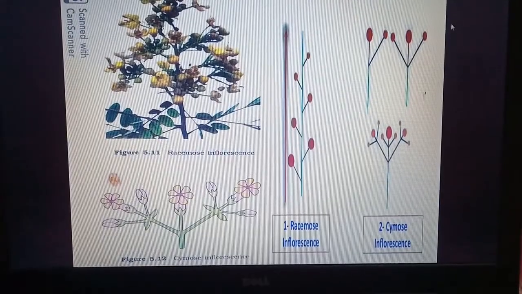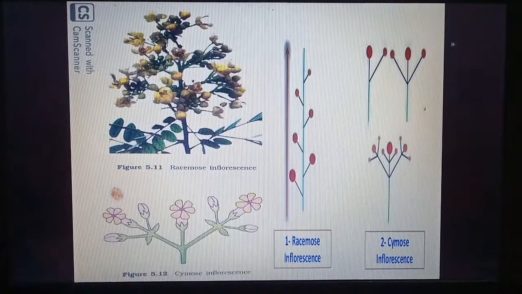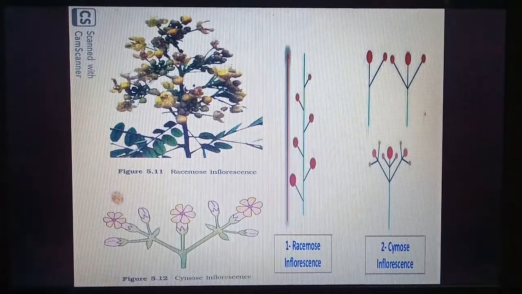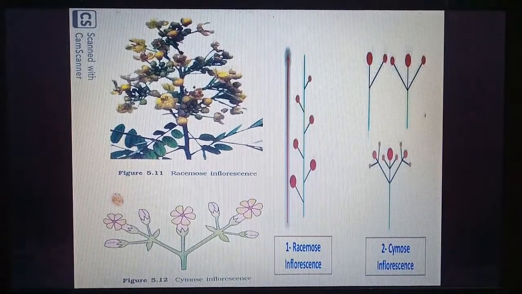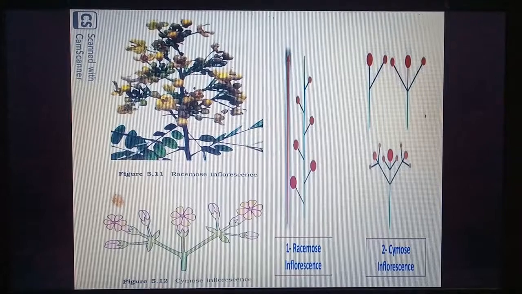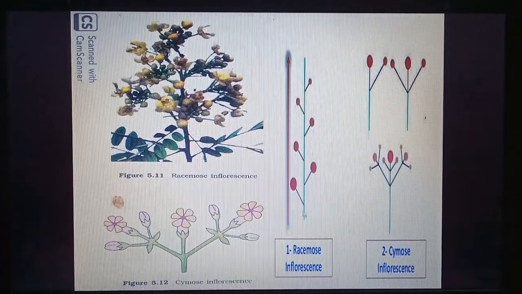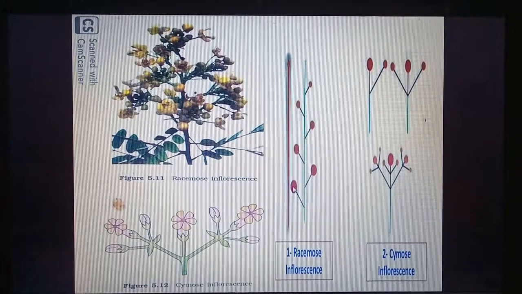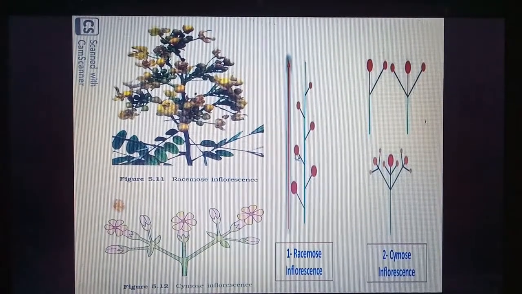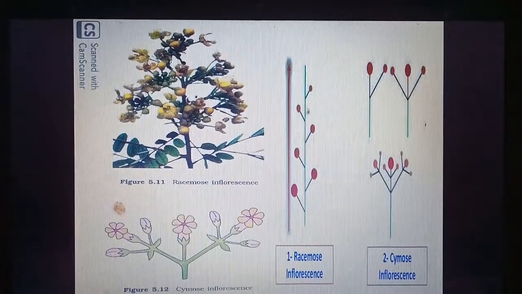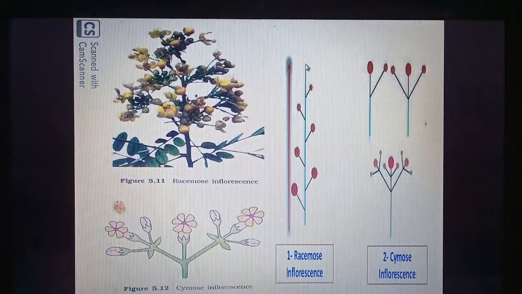So this is the diagram. We can see this is racemose inflorescence. The young flowers are at the tip and the old flowers are at the back. In this sketch we can see this is the axis. The old flower is at the back and the young flowers are continuously at the tip. That's why the axis is elongating in this direction.